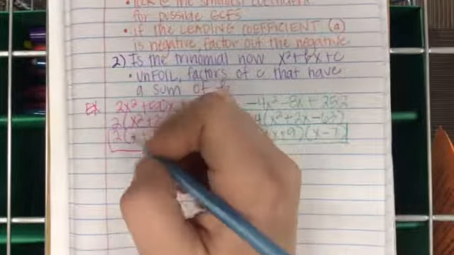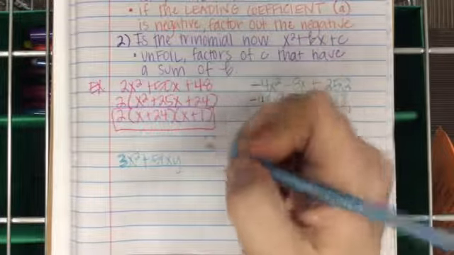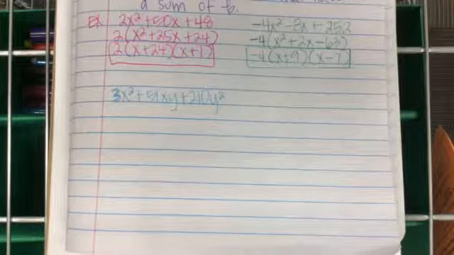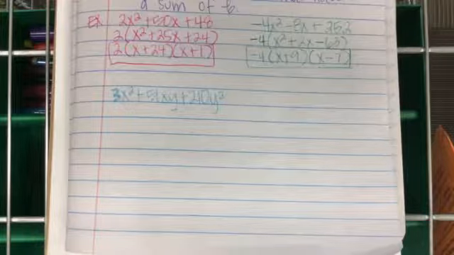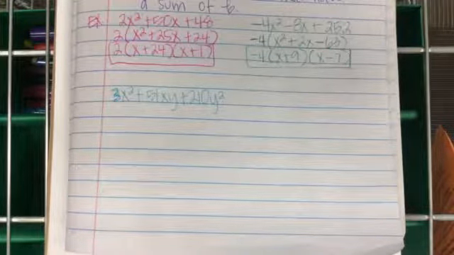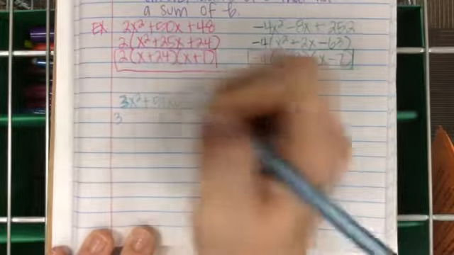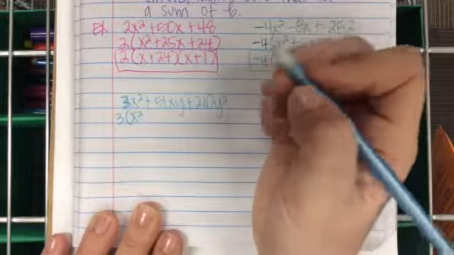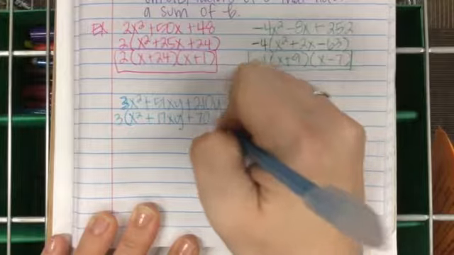Okay, let's try a little more challenging. 3x squared plus 51xy plus 210y squared. What's the smallest coefficient? 3. Check. Is everything divisible by 3? Yes. All right, so I'm going to take out a 3. Do they all share anything else? No. So x squared plus 17xy plus 70y squared.